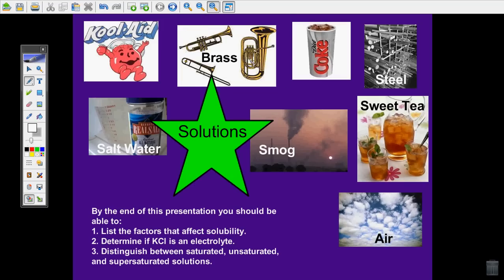All these examples here are solutions. So don't think that just because it happens to be a liquid that it's not a solution. Steel is a solution of iron and carbon. Air is a solution of nitrogen and a bunch of other gases.